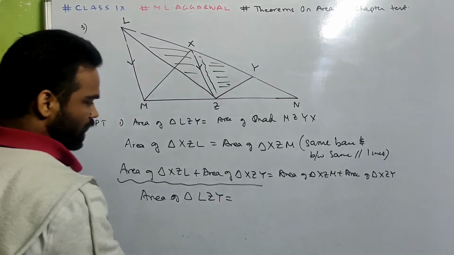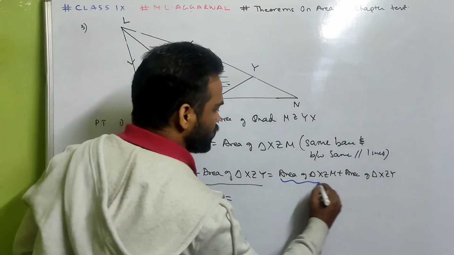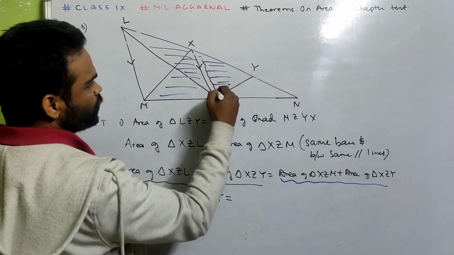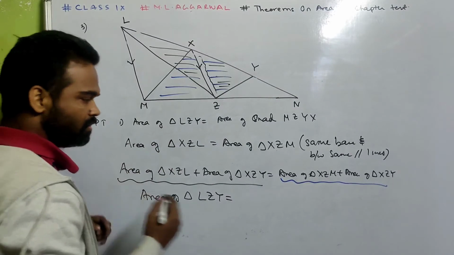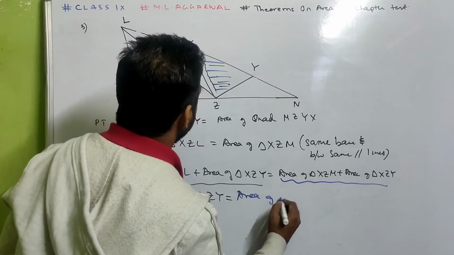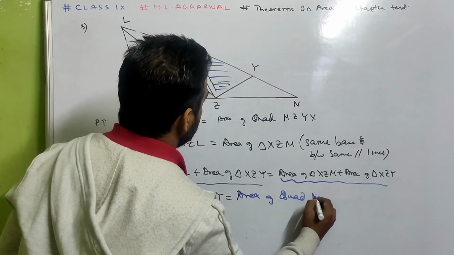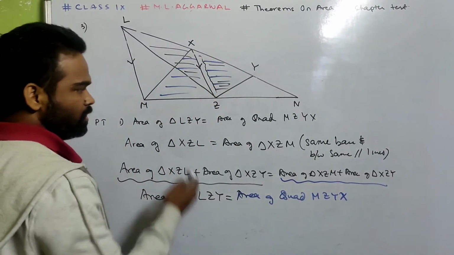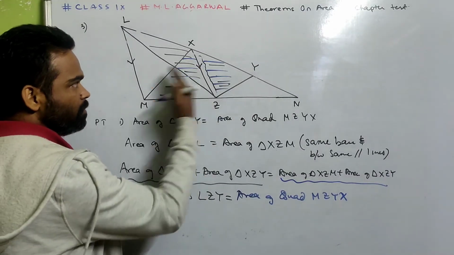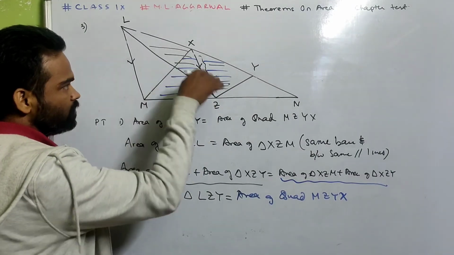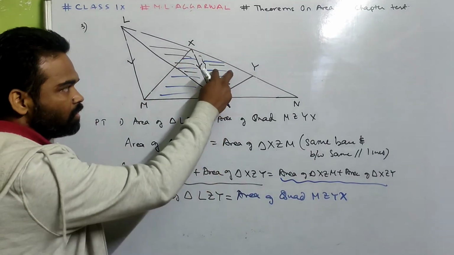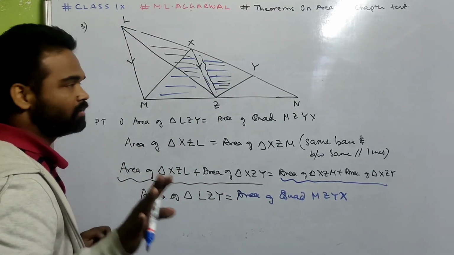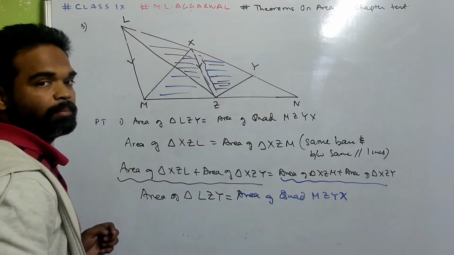LZY, and then look carefully, this portion and this portion becomes a quadrilateral. Area of quad MZYX. Simple, 2 steps and the sum is done. Same base between the same parallel lines, the areas of these two triangles are the same. Then you add this common area on both sides, you will get the answer. Simple. We'll do number 4 now.